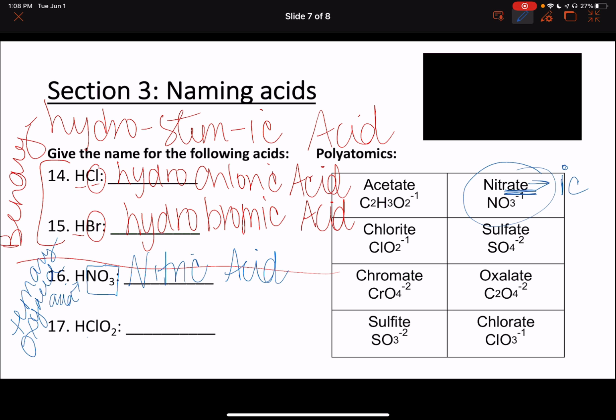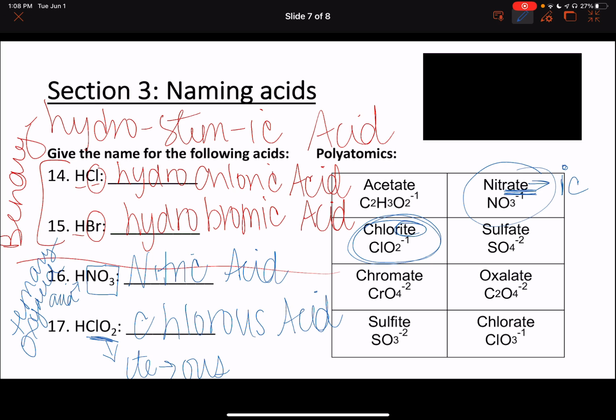And then if we see HClO2, we need to find ClO2, and we find that it's chlorite. Ite goes to us. So ite to us. So we would have chlorus acid. So that's naming our binary of 14 and 15 and our ternary oxyacid of 16, 17.